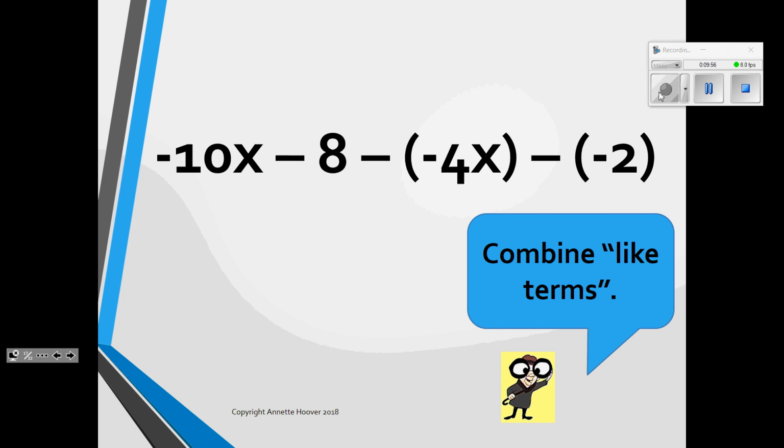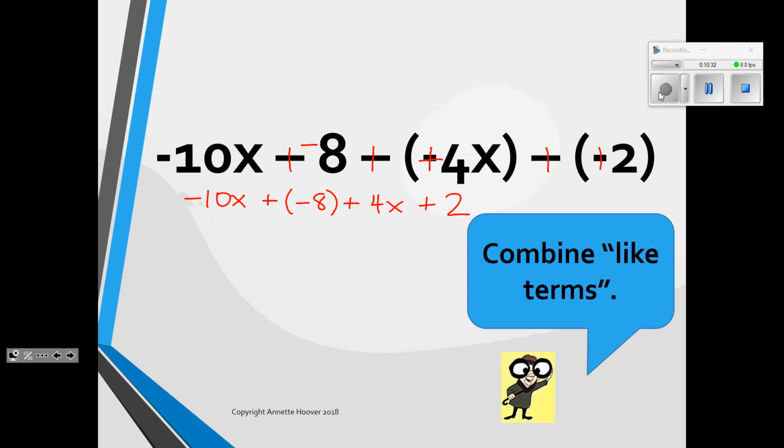Negative 10x minus 8 minus a negative 4x minus a negative 2. First, we're going to change all the minus signs and add the opposite. Negative 10x plus a negative 8 plus a positive 4x plus a positive 2. So I did my click, click. So now what I have is negative 10x plus a negative 8 plus a 4x plus 2.